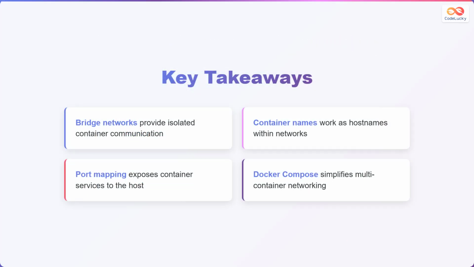Here are the key takeaways from this guide. Bridge networks provide isolated container communication. Container names work as host names within networks, simplifying internal communication. Port mapping exposes container services to the host machine. And Docker Compose simplifies multi-container networking, making it easier to manage complex applications.